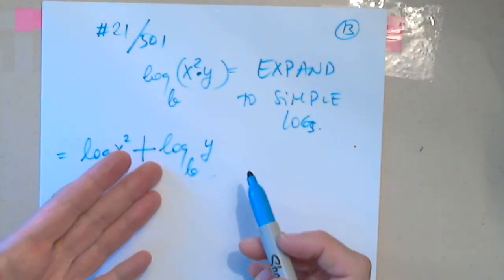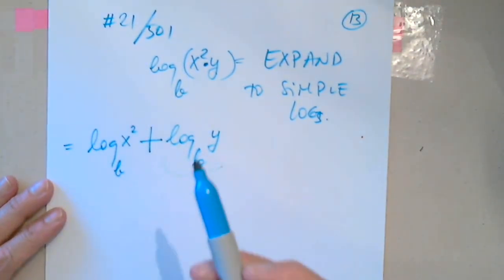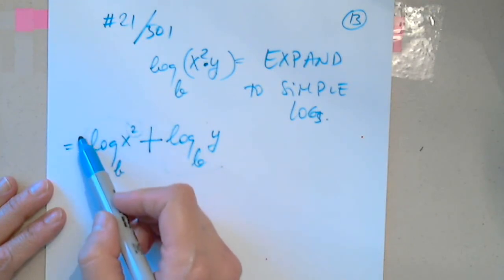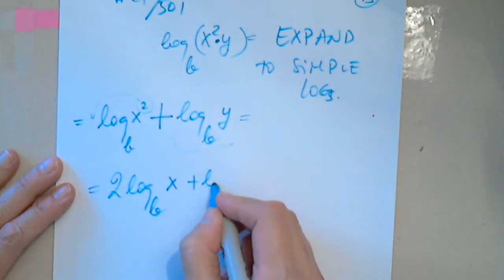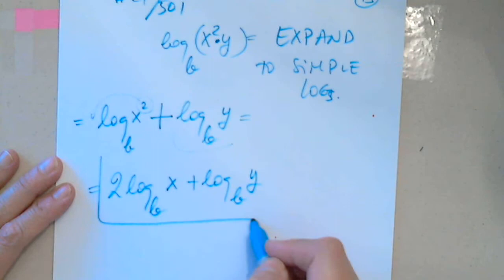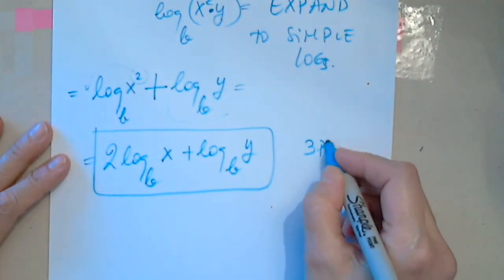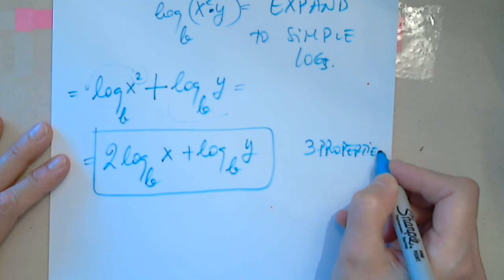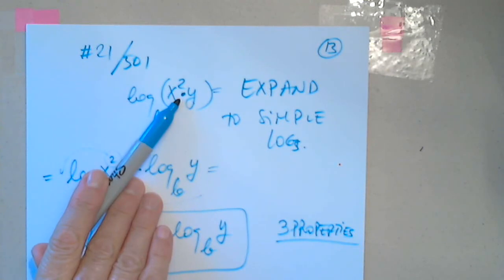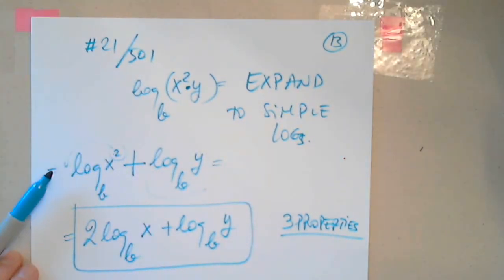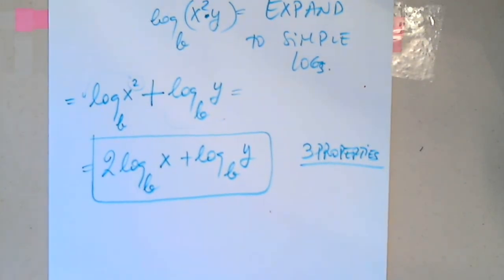This is as simple as I can get it, but here I have one more property that I can apply. Bring the power in front. So this is 2 log base b of x plus log base b of y. No other property. We have 3 properties that we can apply, but no other property can be applied here. I apply the product rule and I apply the power rule. Any questions?